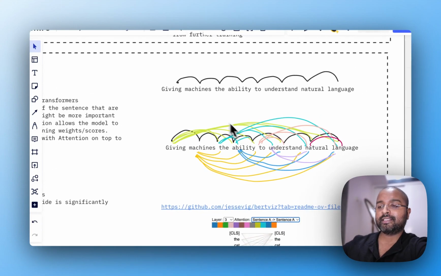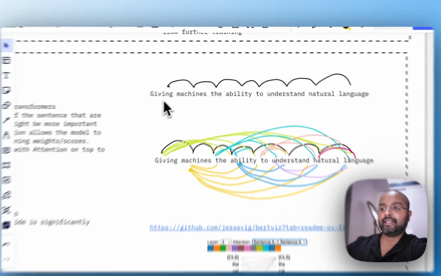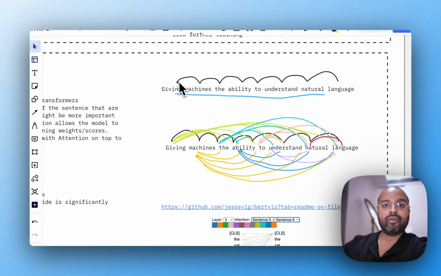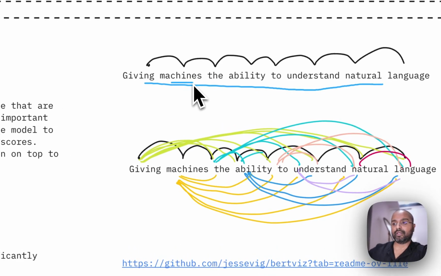So let's take a quick example over here. We have a sentence: giving machines the ability to understand natural language. Now, in a sequential manner, you would just go about looking at one previous word or two previous words in RNNs and then try to predict the current word or the next word in the sentence.